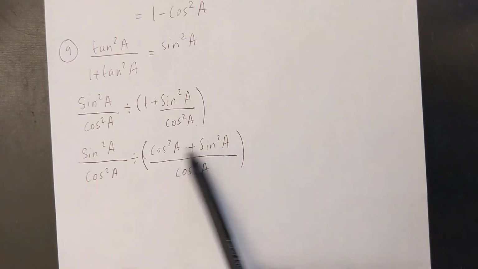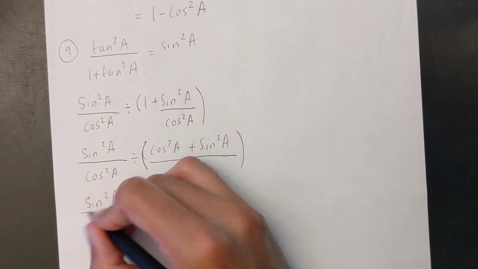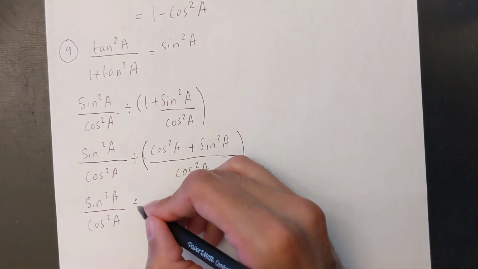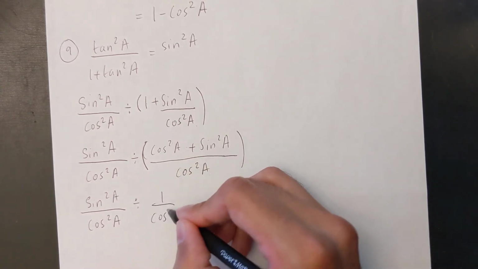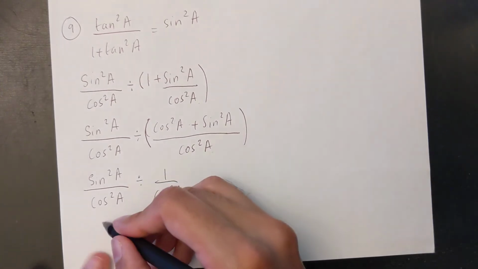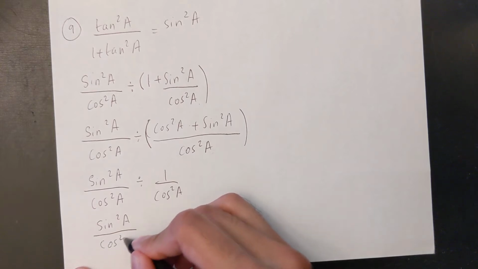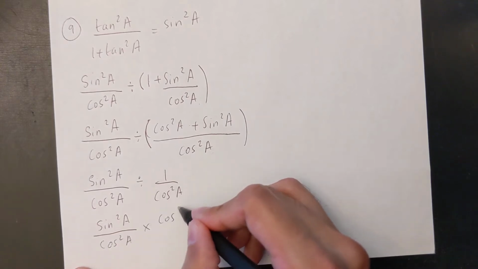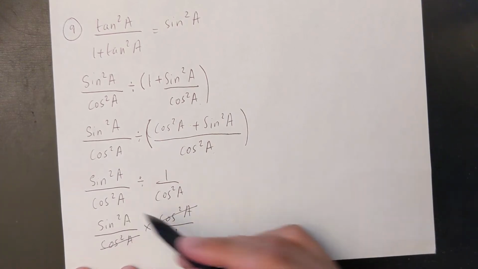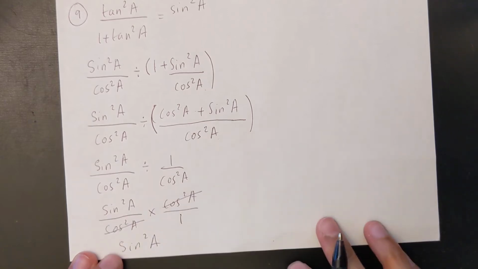You can replace cos square plus sine square with a 1. Sine square A over cos square A divided by 1 over cos square A. You can flip this upside down and get rid of that sign. So sine square A over cos square A times cos square A over 1. And cancel these two, and sine square A over 1 is just sine square A, which is my other side.